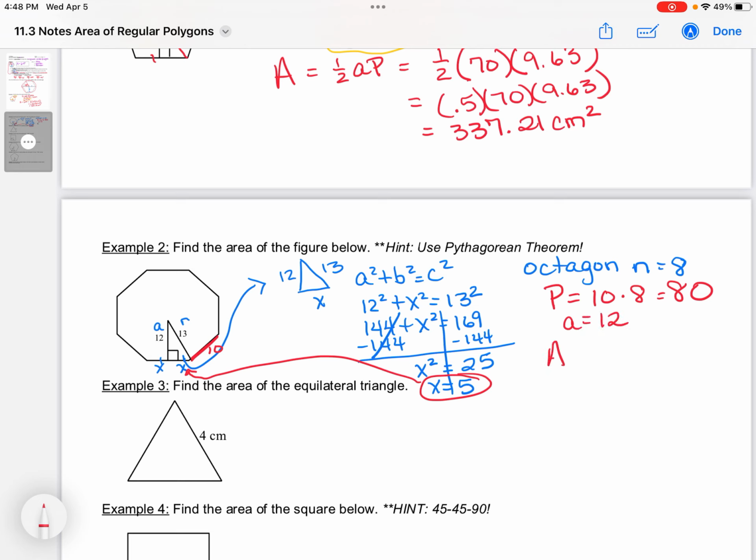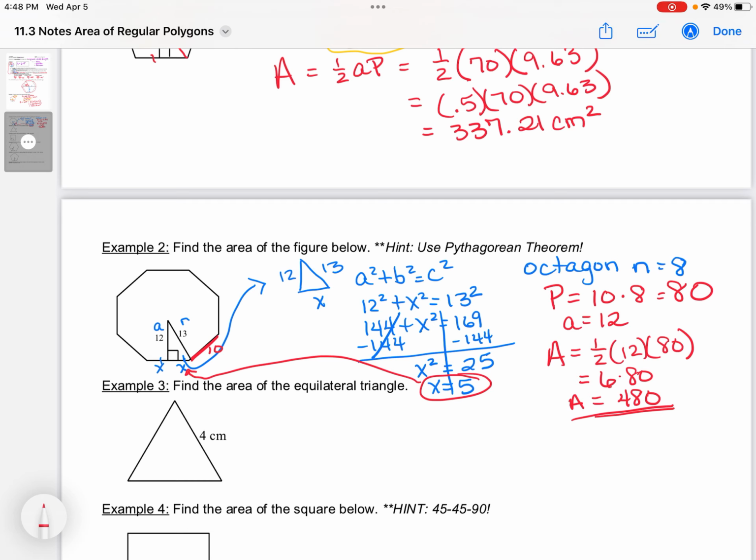My apothem is 12. So my area is going to be 1/2 times 12 times 80. So that's going to end up being, since I'm doing this in my head, 6 times 80. And I know 6 times 8 is 48 with a 0 on the end. And we don't have any units for this one, so we're just going to call it 480 for the area.